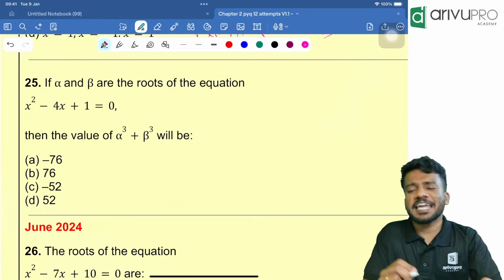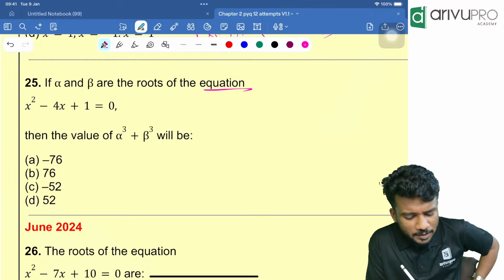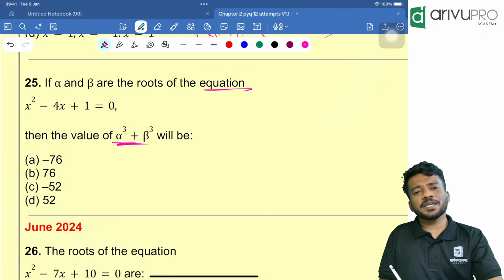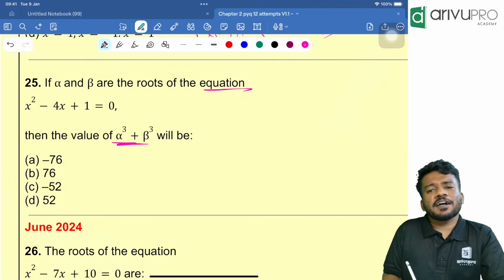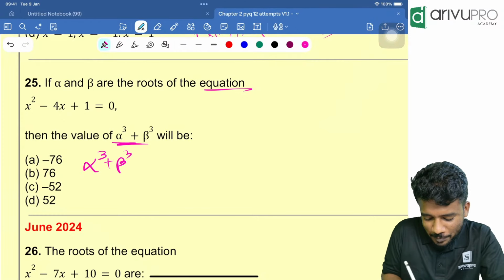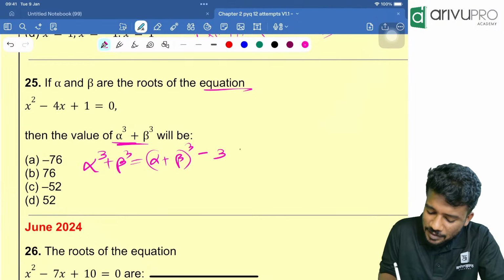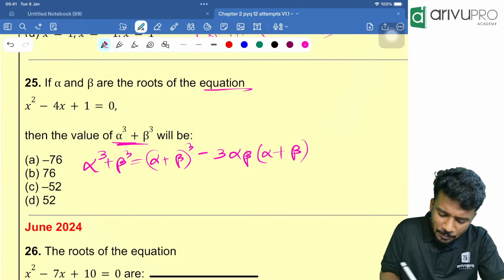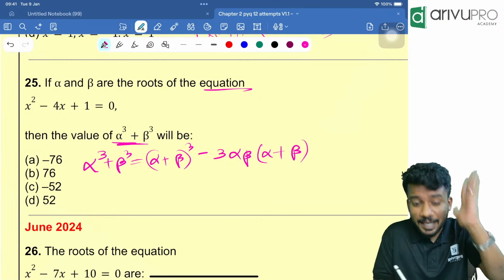Next question. If alpha and beta are the roots of the equation x square minus 4x plus 1 equal to 0, then the value of alpha cube plus beta cube is how much? I'll tell you how to find this. People, what is alpha cube plus beta cube? What is the method I taught you? Alpha cube plus beta cube is nothing but alpha plus beta the whole cube minus 3 alpha beta into alpha plus beta. Now people, we require the value of alpha plus beta and the product of alpha and beta.